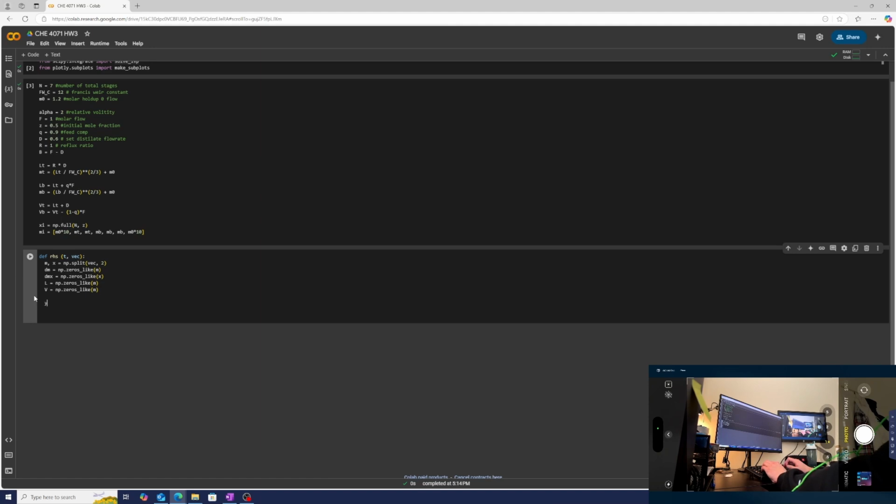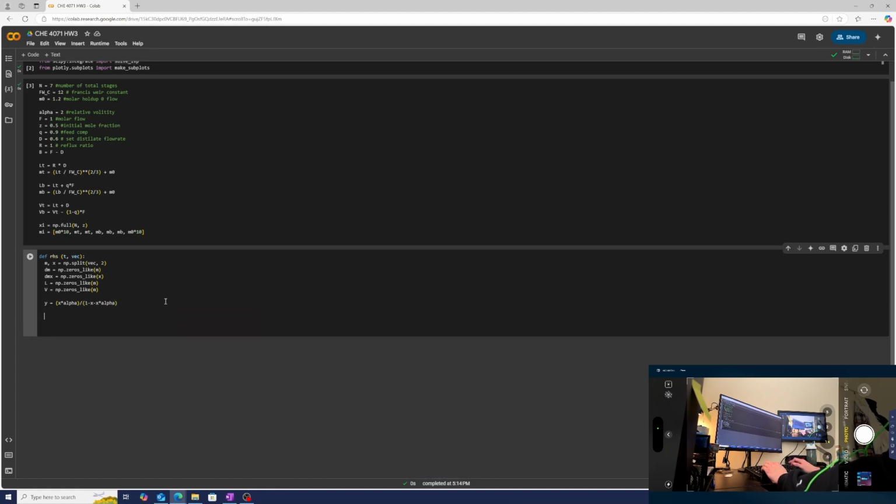Moving on, we need a way to calculate our y composition from our x's, which we can do using our relative volatility. So our x composition times alpha, our relative volatility, will be divided by 1 minus x times alpha, our relative volatility, one more time, which will give us our y compositions from our x's. Now for our liquid phase stages, or what our liquid flow rate for each stage will be, our liquid coming from our zero stage, our condenser, is going to be equal to R times D.